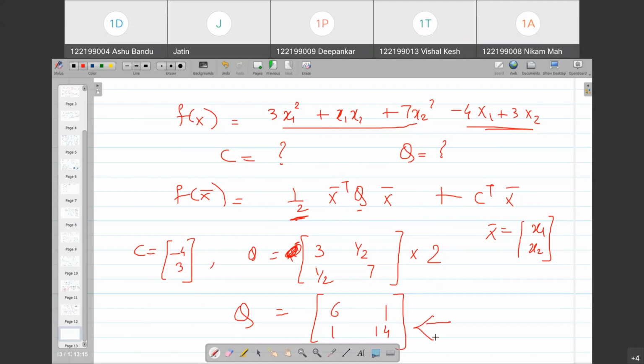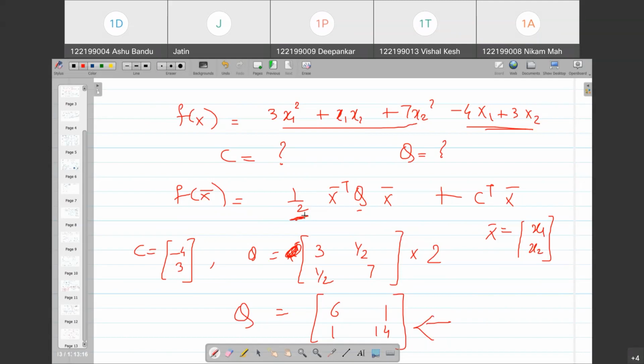Is this clear? Can you just give me a thumbs up or raise your hand if this is clear? How did I write the Q matrix? Okay, good. I can see 4, 5 hands.